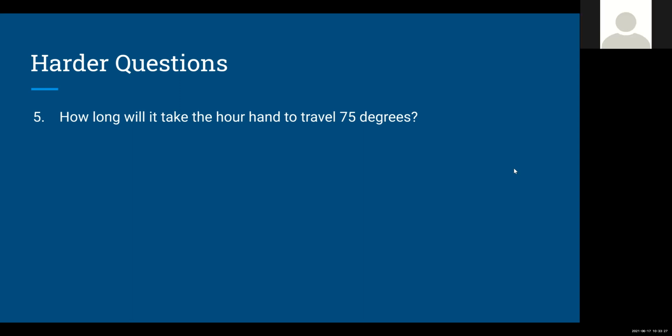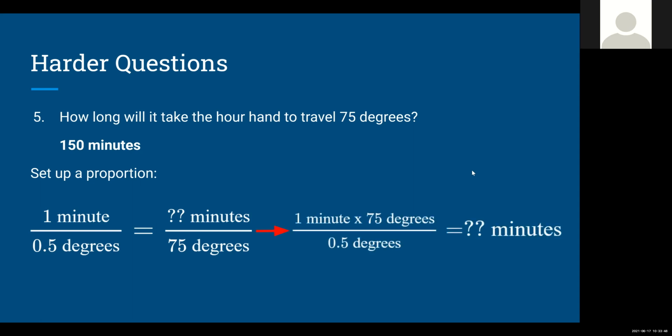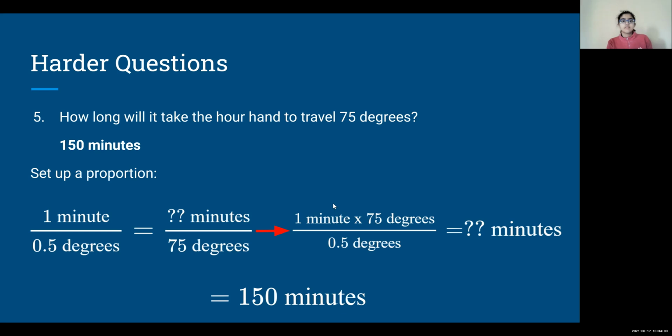I've seen 6 answers, and I've seen 3 private messages. Yeah, so I've gotten some private messages too. So 150 minutes is the correct answer. So good job, most of you guys got it right. So we're gonna do the same thing as we did in the last question. So 1 minute over 0.5 degrees equals how many minutes over 75 degrees? So then we can just do 1 times 75 divided by 0.5, and we get the answer of 2 hours and 30 minutes, or 150 minutes. So good job.